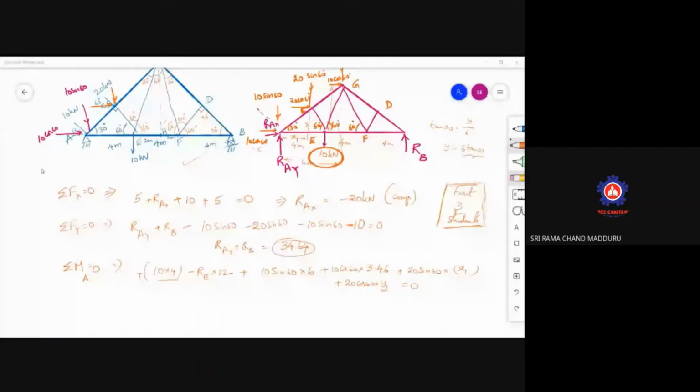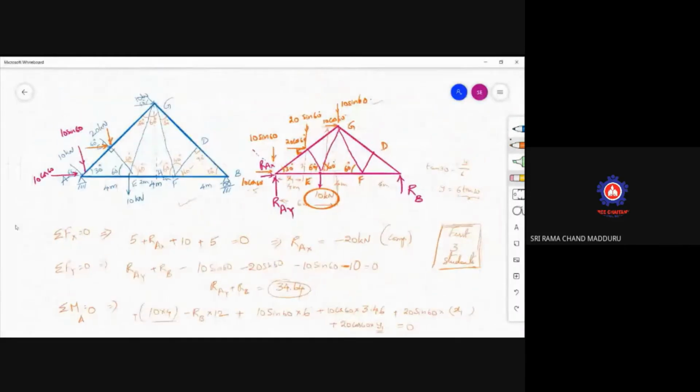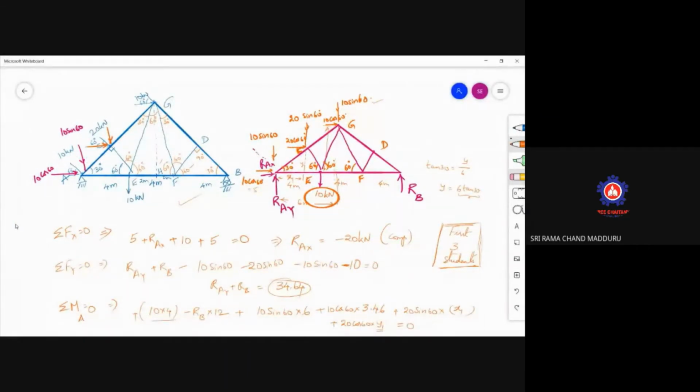We have done it this way after resolving the forces. Before resolving the forces also, now see this. Your 10 kilonewton force is acting here. 20 kilonewtons is there. This 10 kilonewtons is there. Forget about 10 sin 60, 10 cos 60, everything. You take moment about A.